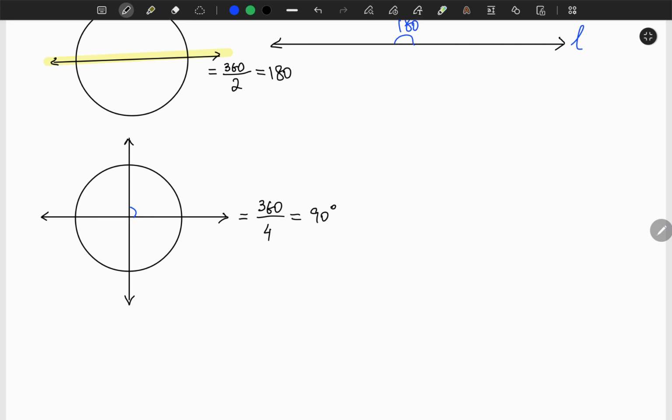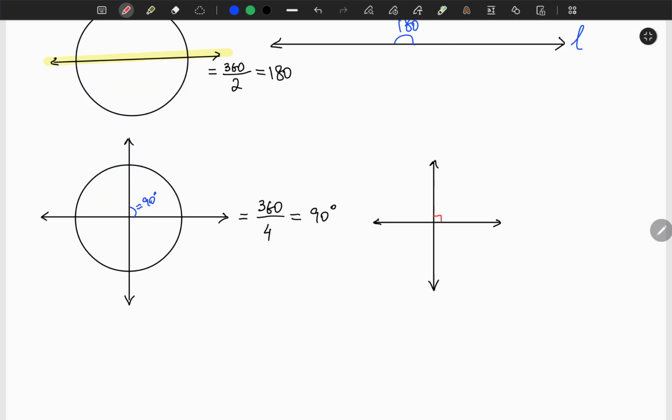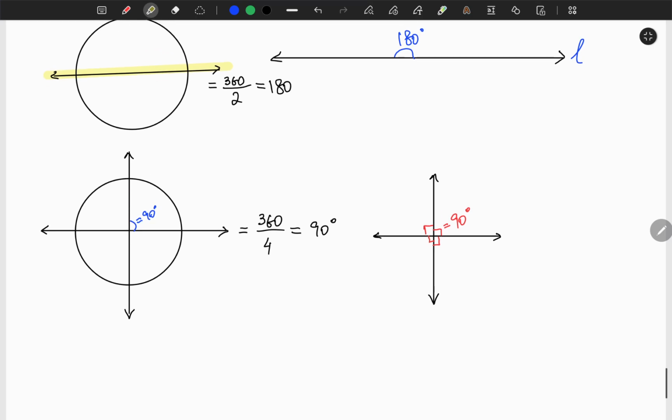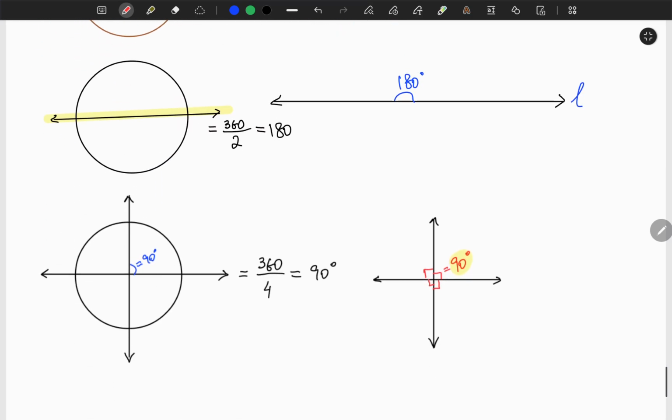This specific angle is 90, and we have the specific geometry symbol for that, 90 degrees. It's a small square like this. We can do it here, here, here. All these are 90 degrees. Another definition of 90 degrees is either perpendicular lines or the right angle. So right angle, perpendicular lines.